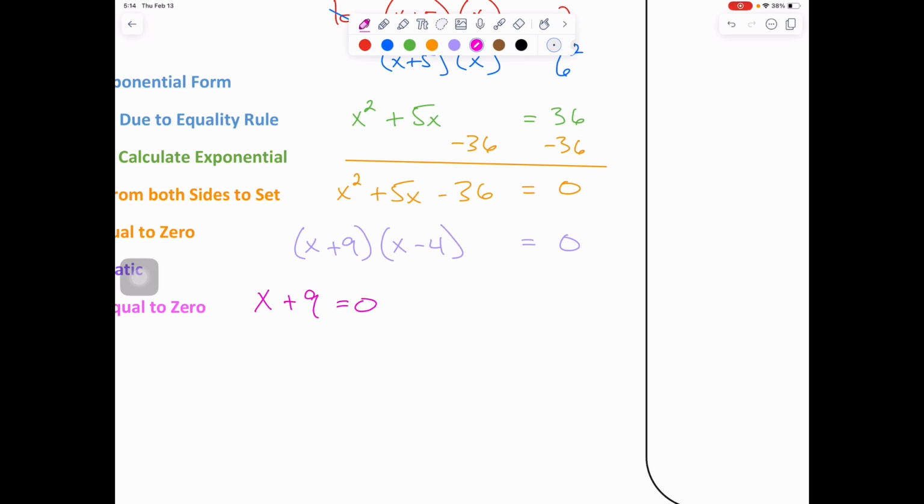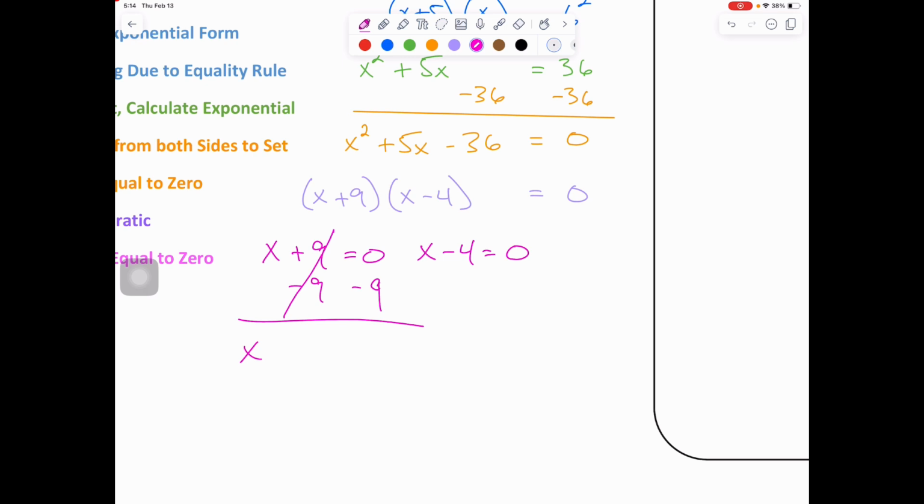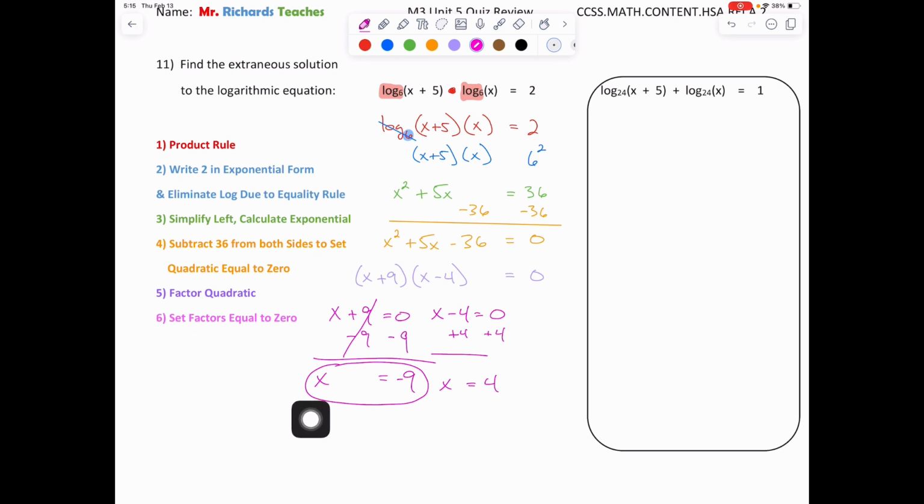X plus 9 equals 0. X minus 4 equals 0. We will solve for x for both of these. X equals negative 9. And let's take a look over here. We will add 4 to both sides. X equals 4.